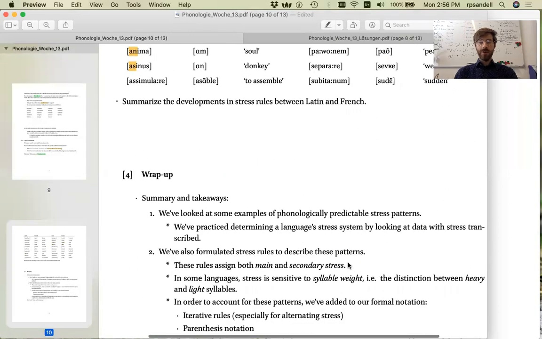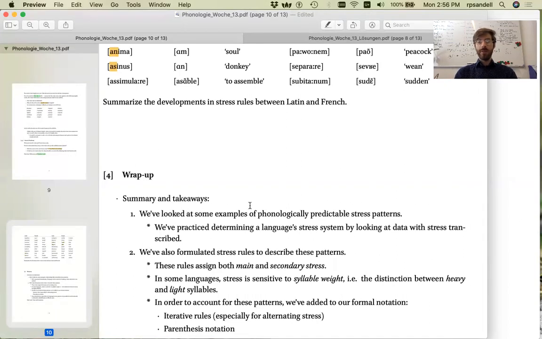All right, let's now briefly summarize what we've seen today. We've looked today at some examples of phonologically predictable stress patterns, and we were able to practice determining a language's stress system by looking at some data giving stress transcriptions. We did this for Maranungku and Waral. And we also learned how to formulate stress rules to describe those patterns using the features plus or minus stress and plus or minus main to distinguish between primary or main stress and secondary stress. And we've seen in the cases of classical Arabic and the Latinate words of English that stress can also be sensitive to a distinction between heavy and light syllables, where heavy syllables contain either a long vowel or a coda consonant, and light syllables have simply a short vowel and no coda consonants.